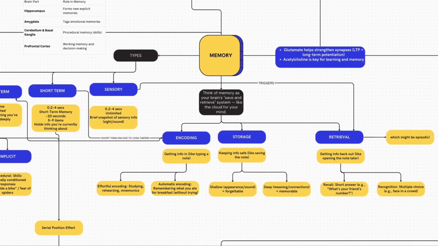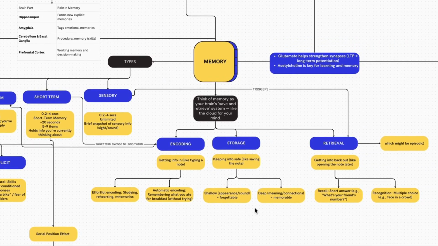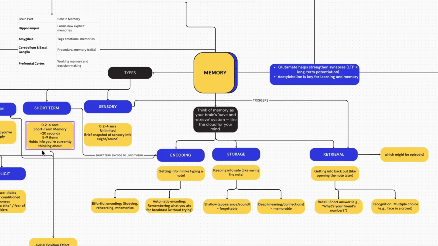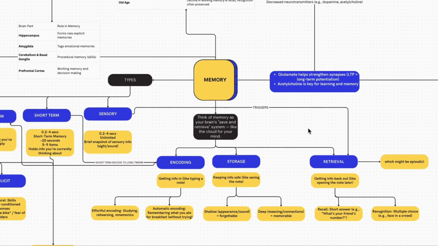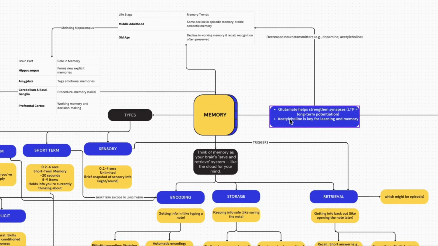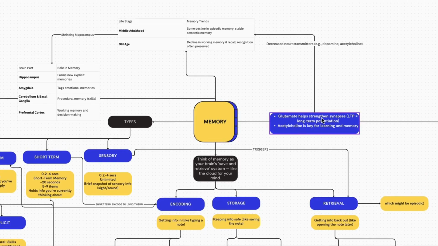Short-term and long-term memory show the serial position effect. The first item is the primacy effect, the last item is the recency effect. So the middle ones are not so lucky. You don't remember exactly what they were, but the first and last seem to be retained for a longer time. And short-term memory is later encoded into long-term memory, which we learned about.